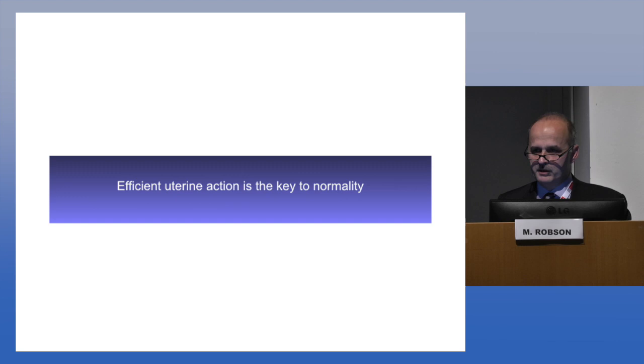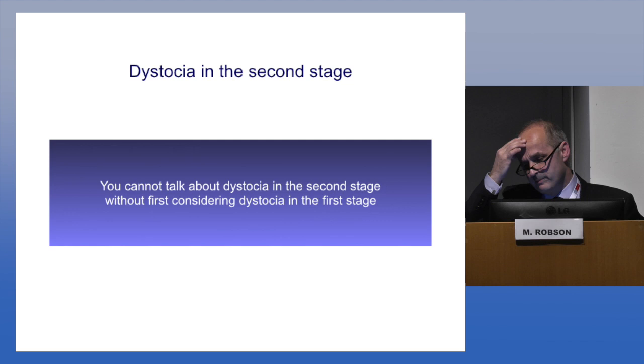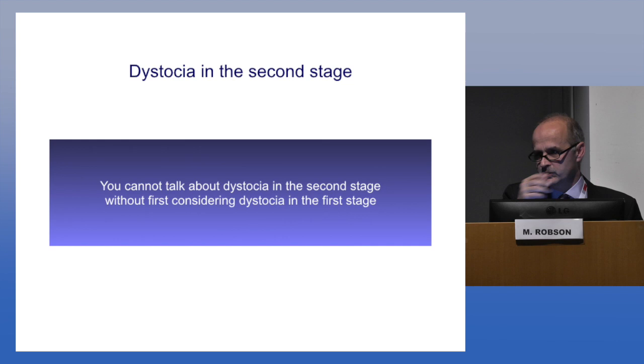And what I'm leading up to is that you can't talk about the second stage without talking about the first stage. And I think that there are very good reasons for that. It really amazes me how people can pick out and talk about doing trials in the second stage of labor where they've got all kinds of different components of the first stage. The uterus is a muscle. It gets tired. And if a muscle has had a long time working, it surely won't work as well as a muscle that's had a shorter time. So if you're going to look at the second stage, you've got to look at the first stage as well.